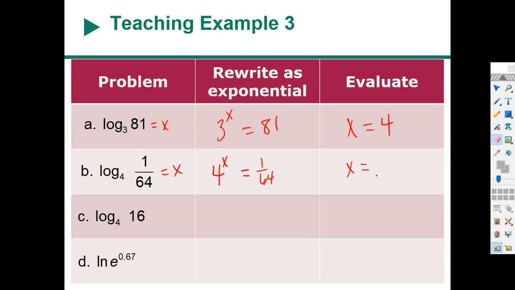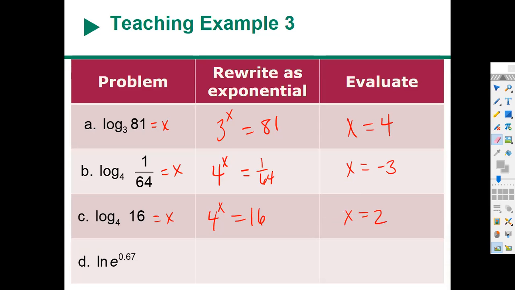4 times 4 is 16. 16 times 4 is 64. Yes. All right, again, now we're saying 4 to what power equals 16? 2. I need you to say it with some confidence. Why are you hesitant? Believe in yourself.